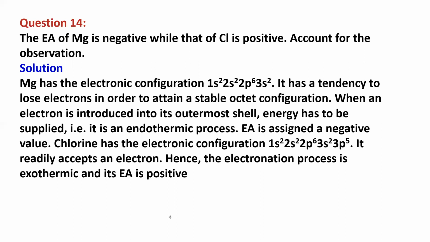So on the whole, what you can understand from this question is, if the process of adding an electron is endothermic, then the electron affinity value is negative. And if the process is exothermic, the electron affinity value is positive. I hope it is clear. So automatically the electron affinity of chlorine is more when compared to magnesium. Next.